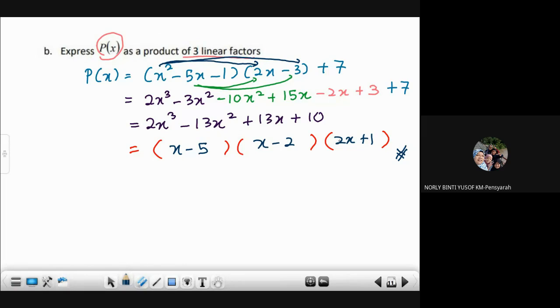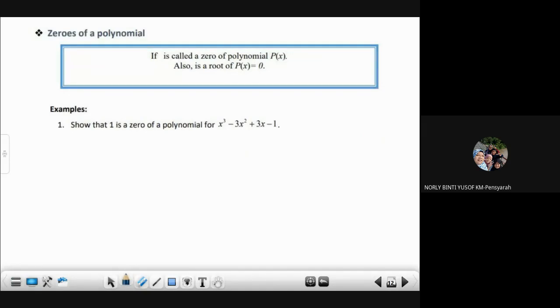Jadi kat sini tak jumpa pun long division. Long division tu masa awal. Start daripada reminder theorem, tak buat dah long division. Factor theorem pun tak buat long division. Masa awal-awal sahaja sebab soalan suruh guna long division kan. Okey, lepas tu lepas dah reminder theorem, factor theorem maknanya reminder dia kosong, kita pergi pada zero of polynomial.